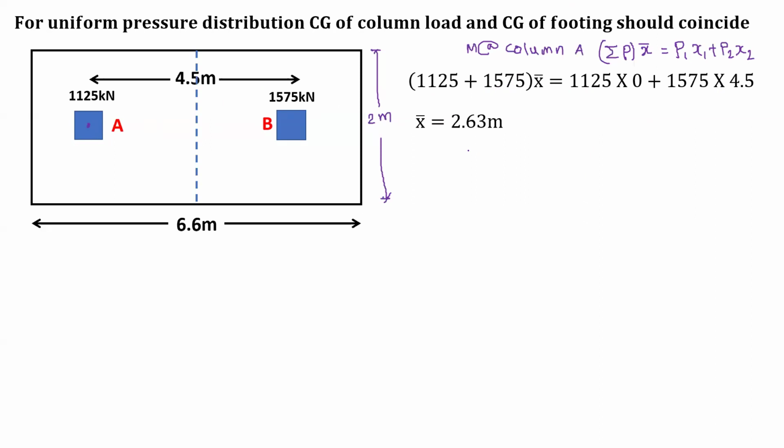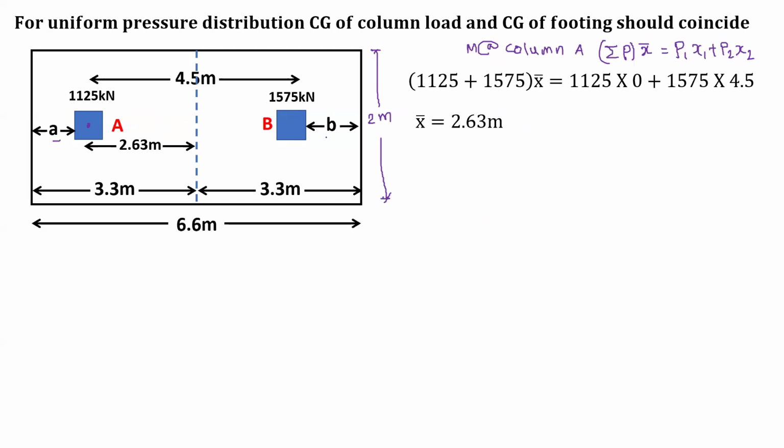So from the center we have 3.3 meter, 3.3 meter and X bar. So we have CG the same. We have to coincide this CG with the center of footing. And then we have this will be A, B. So from the center we have 2.63. Now we are interested to calculate the value of A and the value of B.